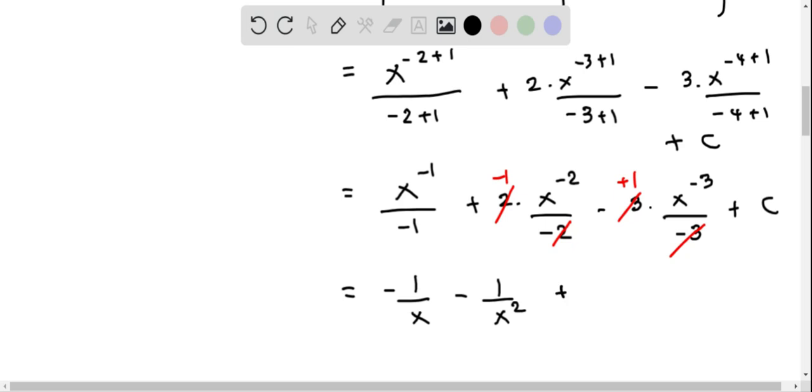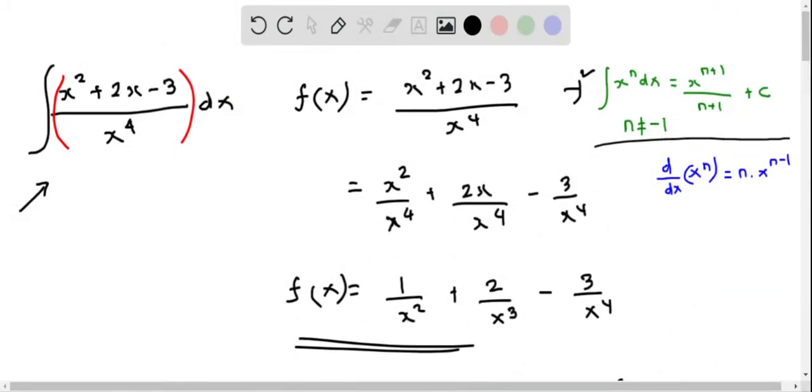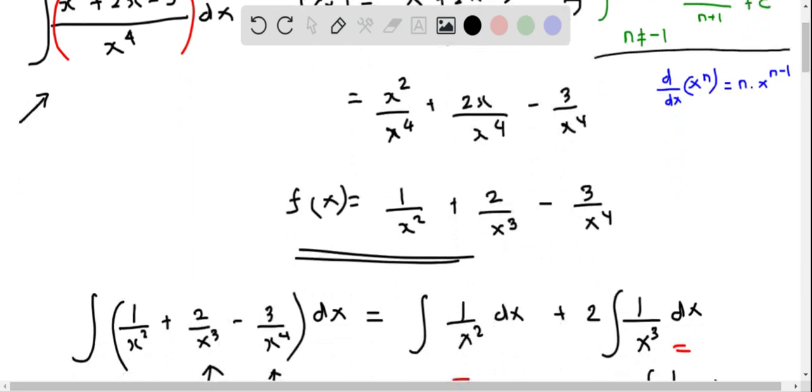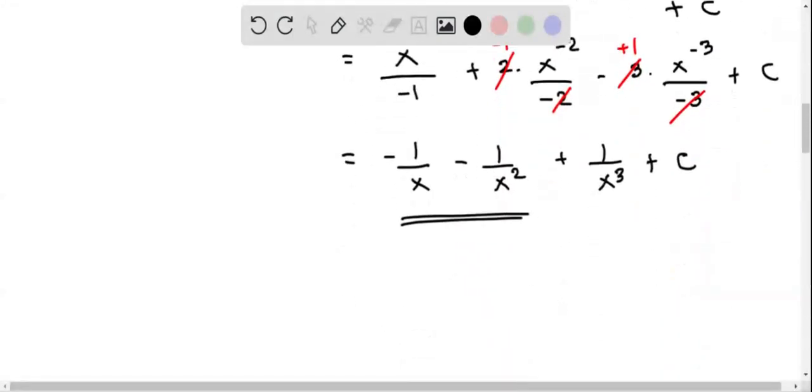And here I have positive 1, so this becomes 1 by x cube plus c. So this is the result of integration. That is, when we use the f of x given as a rational function, we have written in terms of this form, and then we have integrated. So let's now verify the result by differentiation.